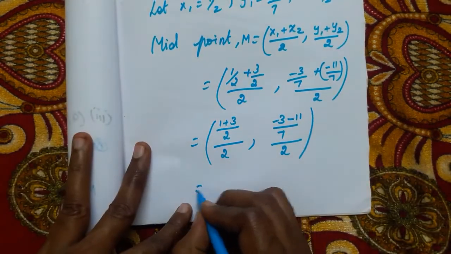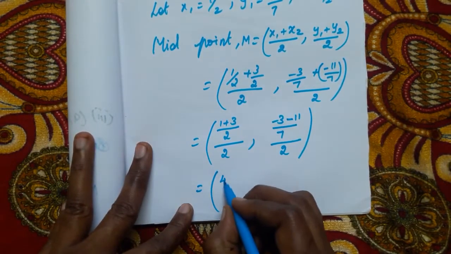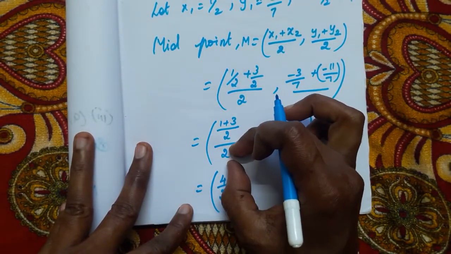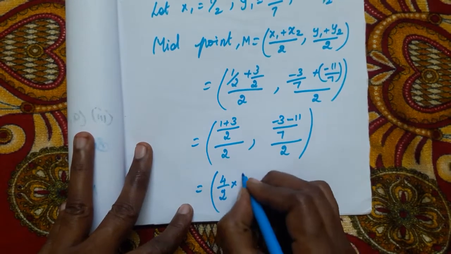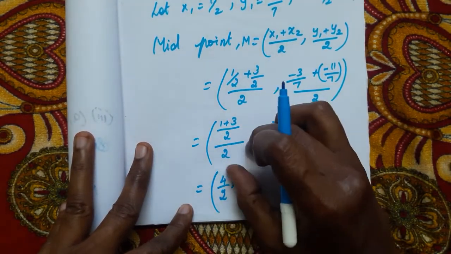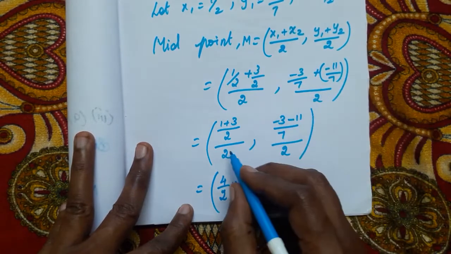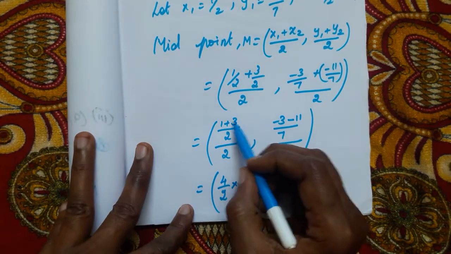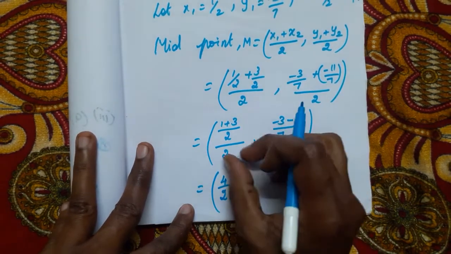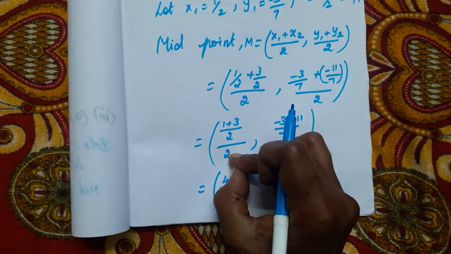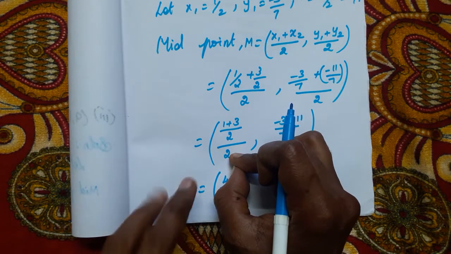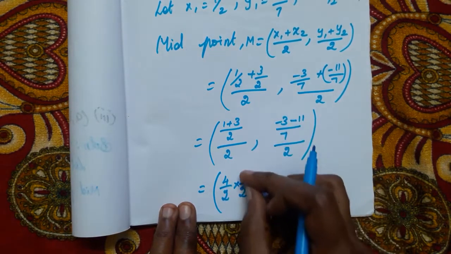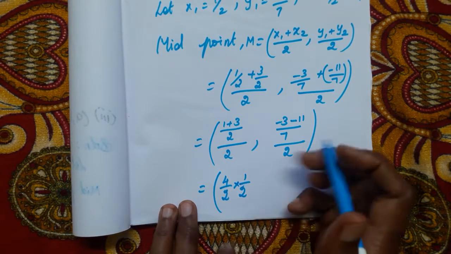Next it's equal to 1 plus 3 is 4 by 2. Next this is divided by 2. What is the reciprocal of 2? 1 by 2. So when we are multiplying by 1/2 like that we will get. Listen here. 1 plus 3 is 4 by 2, and this is divided by 2. Divide means take the reciprocal and multiply. So what is the reciprocal of 2? 1 by 2. So we have to multiply by 1/2.